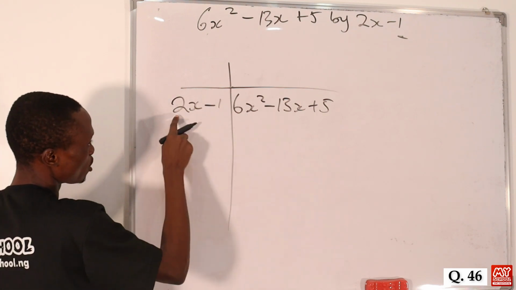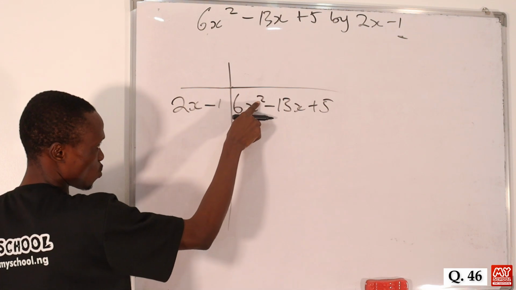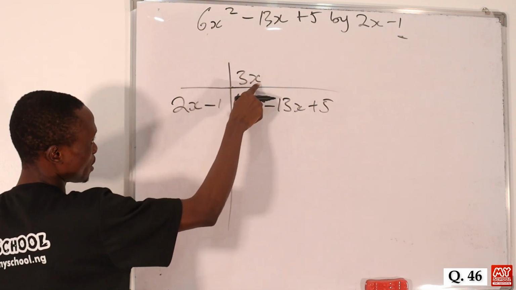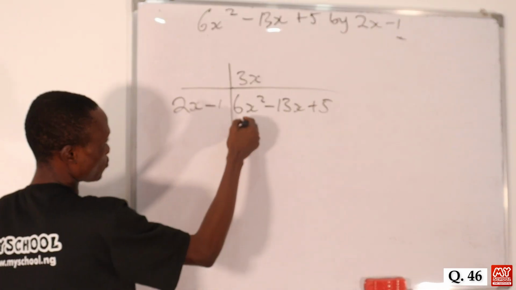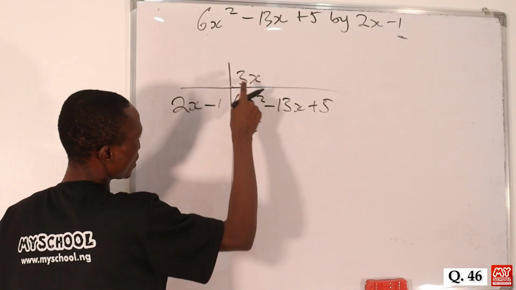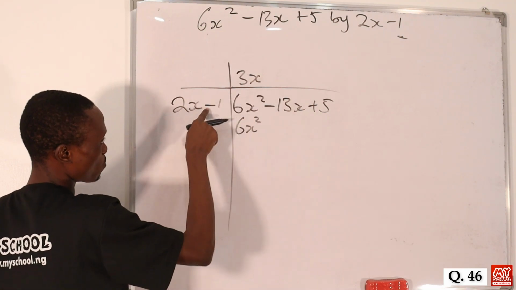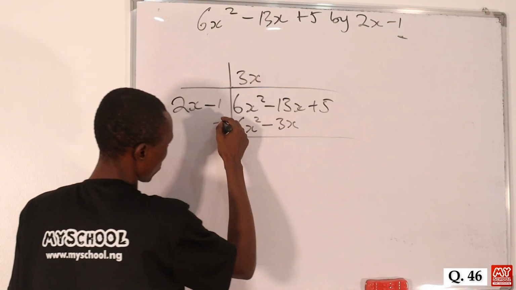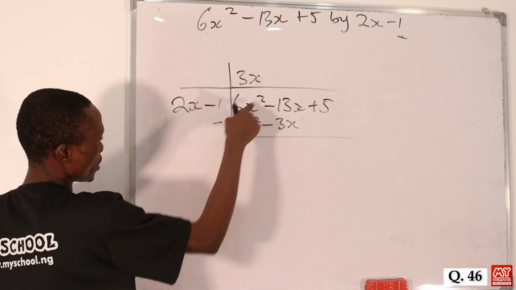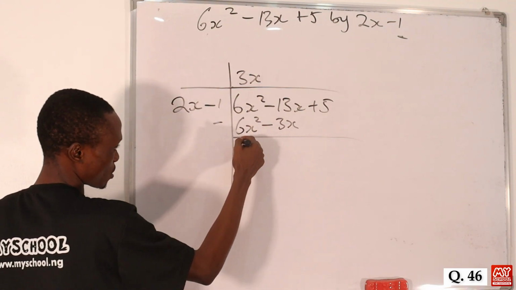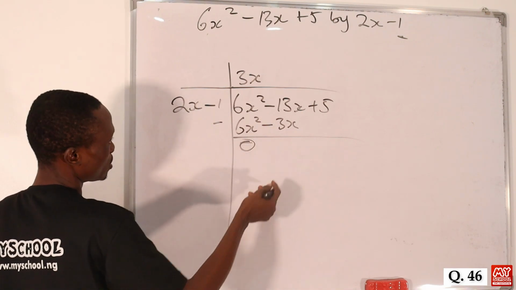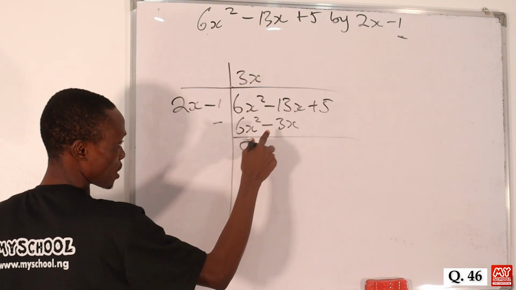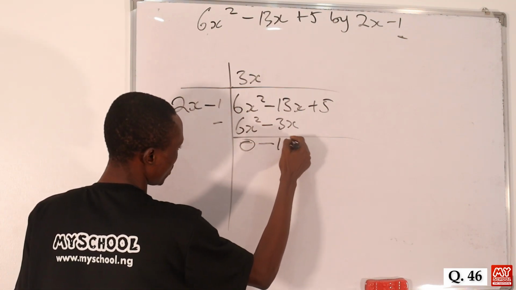So we just divide. 2x divided into 6x squared will give us 3x. Then 3x times 2x will give us 6x squared. Then 3x times minus 1 will give us minus 3x. So we draw a line and we subtract. 6x squared minus 6x squared will be 0, so this place is 0. Then minus 13x minus minus 3x, so we change to plus, and in that case we'll have minus 10x.